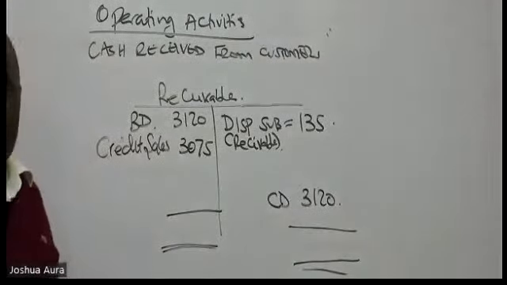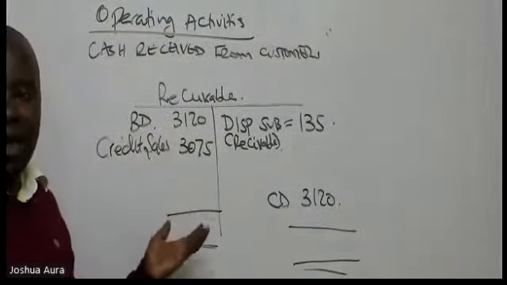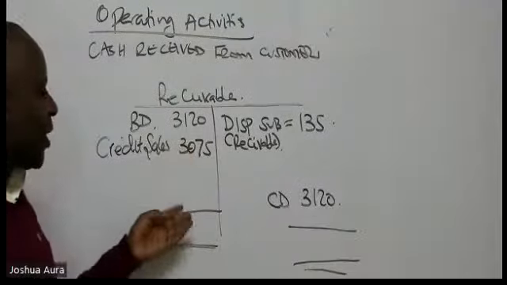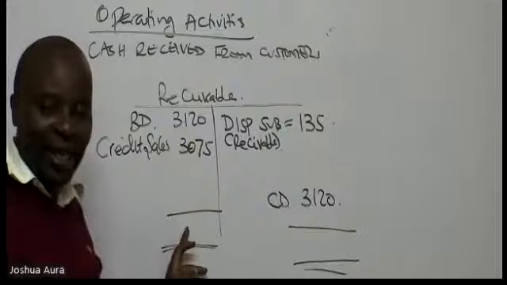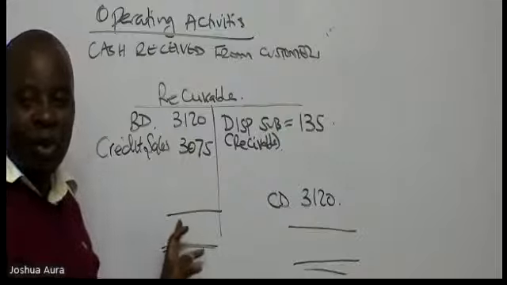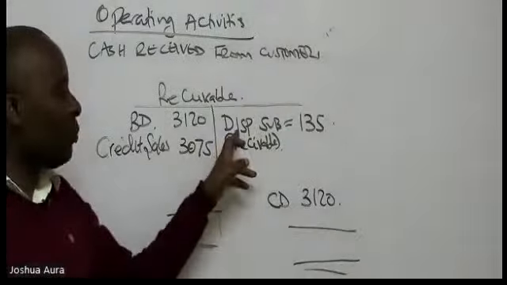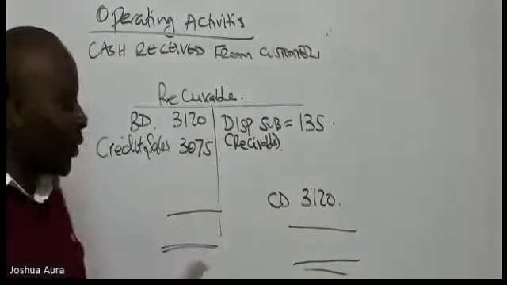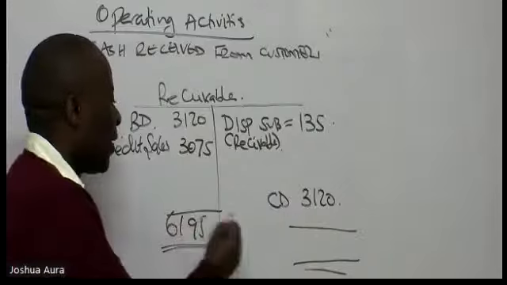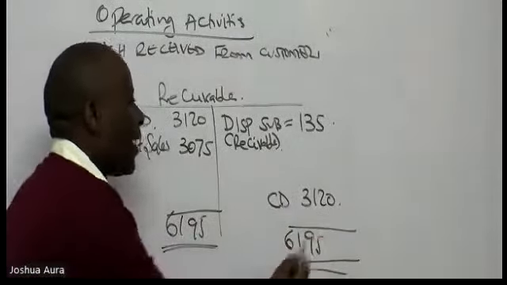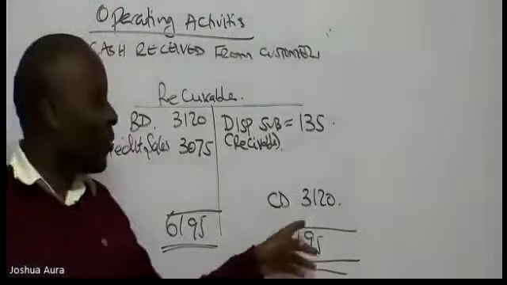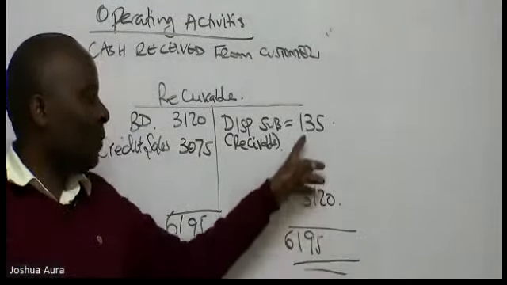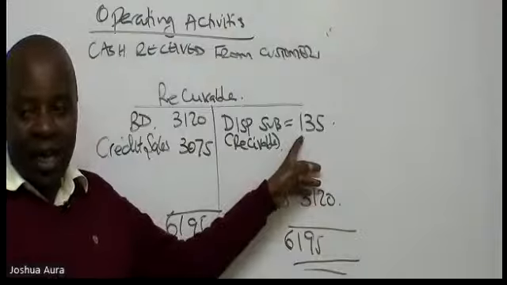Close this account and tell me which side is heavier. Of course, this side. So in this case, how much should I book in here? This stands for the receivable of the disposed subsidiary. So this is 6195. Could you kindly then subtract these two from this? Take 6195 minus 3120 minus 135 to get the balancing figure.